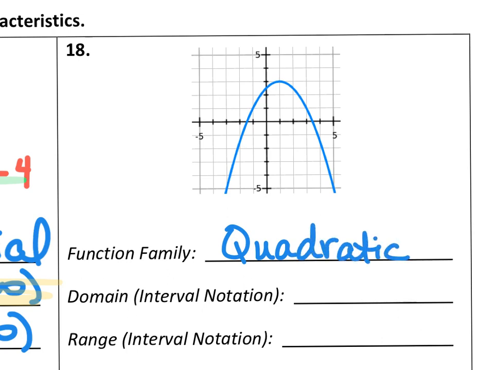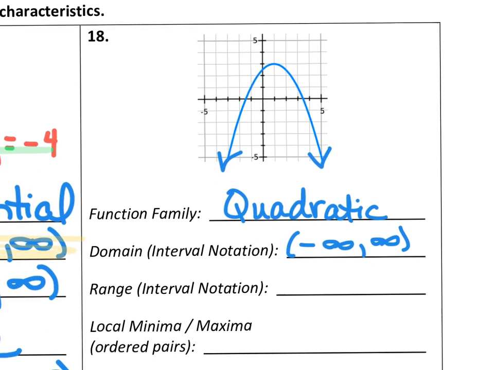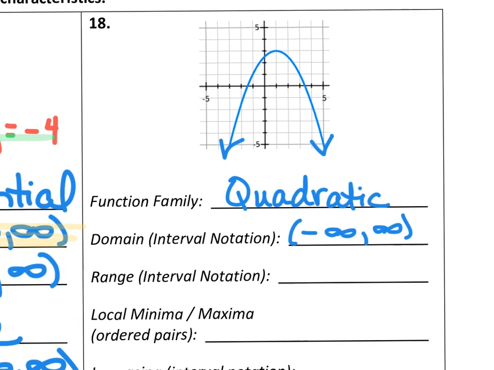It's going forever left and forever right, so the domain is -infinity to +infinity. For the range, because the graph is going forever down as well as forever right and left, the range starts at the bottom at -infinity. But it goes to the top right here at that place, and so that's going to be y equals +3.